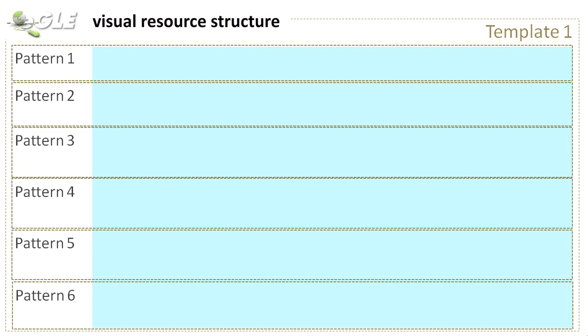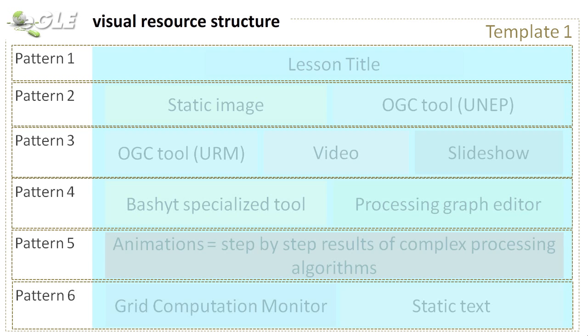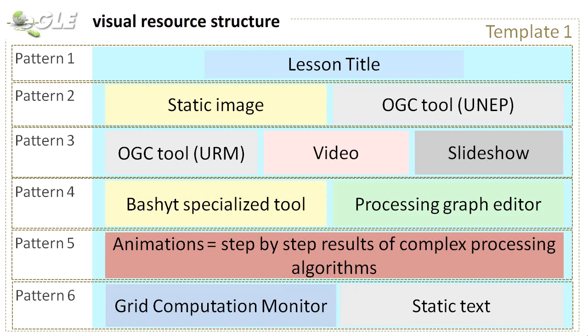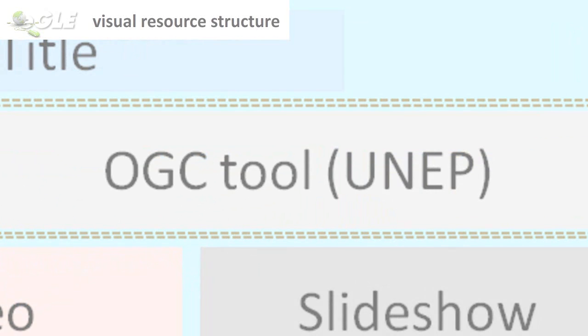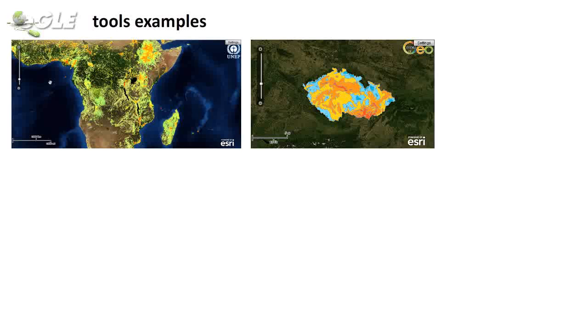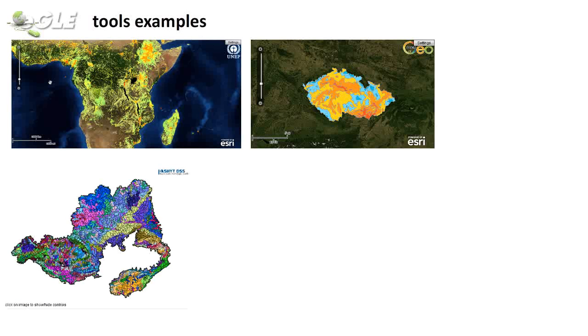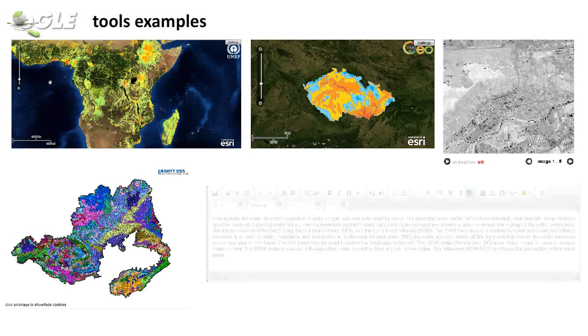The visual structure of the learning resource has three main structure levels. Templates hold general formatting information and divide their content in a logical structure. Patterns represent the logical organizers of one row in the lesson, grouping one or more tools side by side. Tools are atomic elements, specialized on a certain data source and interaction technique. For example, accessing OGC services, calling specialized APIs, presenting images, text or videos.